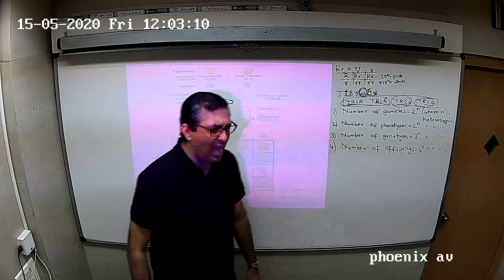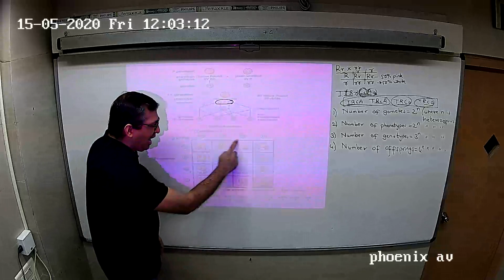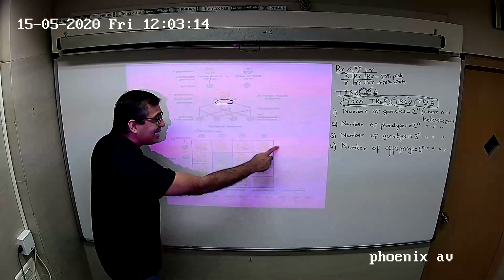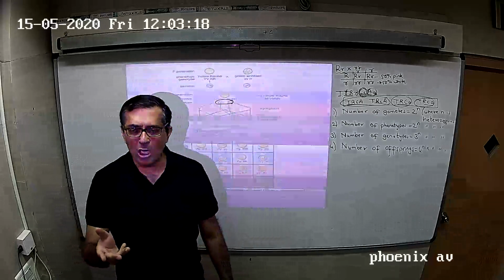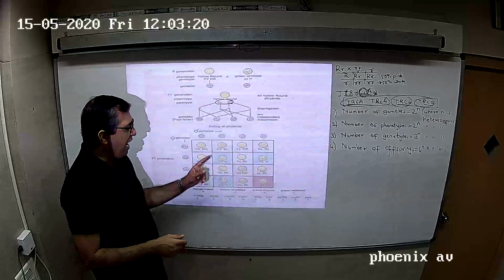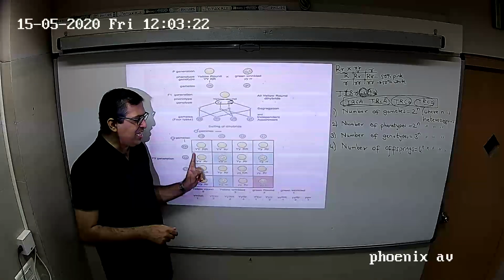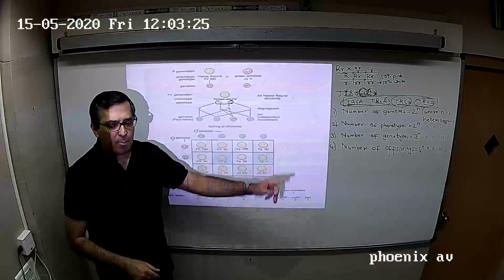4 raised to n. In other words, you get 16 different types of offspring. How many types of offspring are possible? 4 raised to n. In other words, 16 different types of offspring are possible.